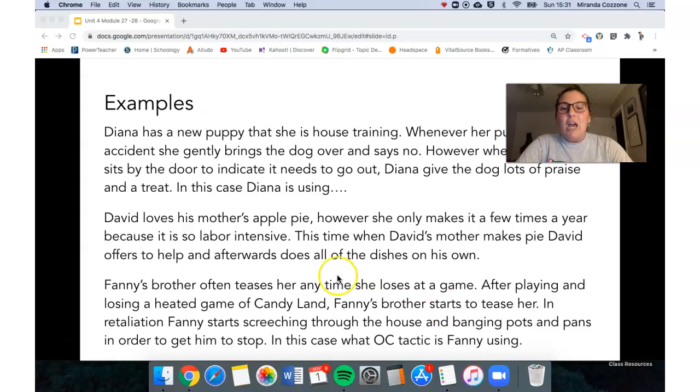In this case, unlike the others, Fanny wants a particular behavior to stop. In example number 1, Diana wants the puppy to keep going to the door, so she's reinforcing it. David wants his mother to keep making apple pie, so he is reinforcing that. Whereas here, Fanny's just straight up punishing her brother because she does not want to be made fun of anymore.